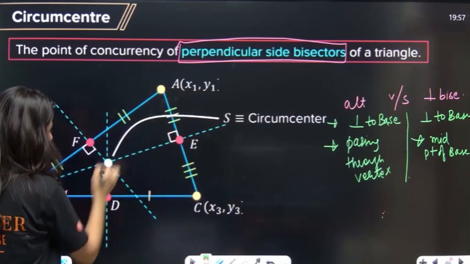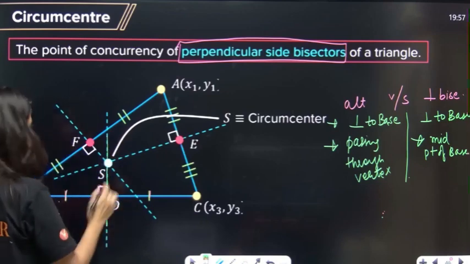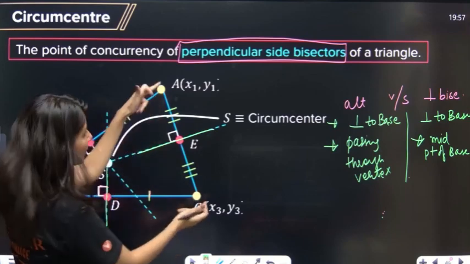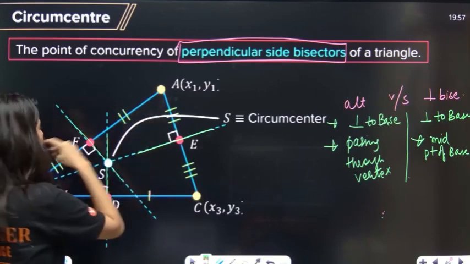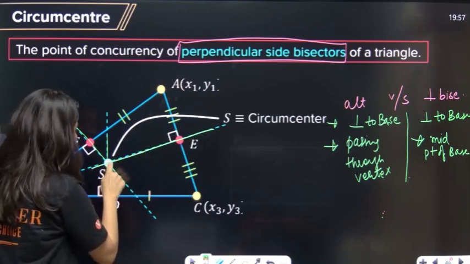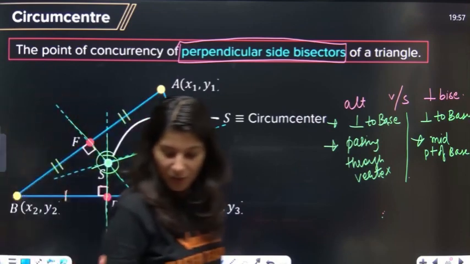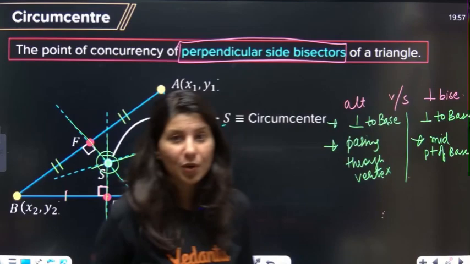So a line perpendicular to BC and passing through D will look like this. A line perpendicular to this and passing through the midpoint of this particular side is this. A line perpendicular to AB and passing through the midpoint of AB is this. Now the point of concurrency of the 3 perpendicular bisectors is this. But again, one more very important thing.